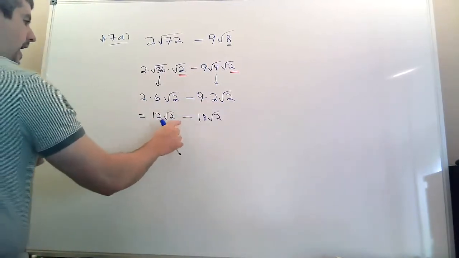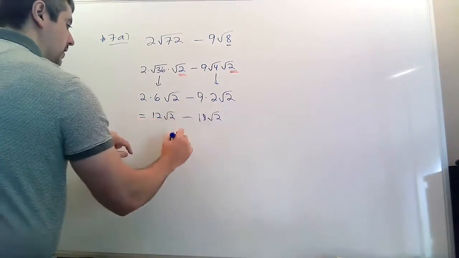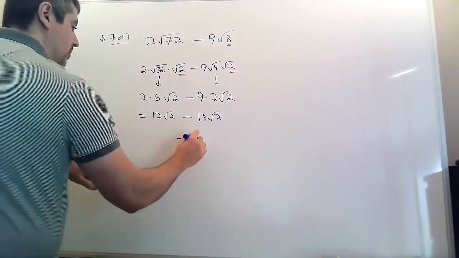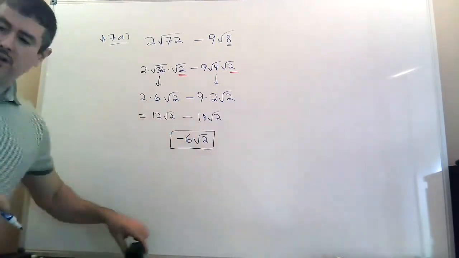Now it's done. They have the same radical part. You have 12 of this thing. You're going to lose 18 of it. So 12 minus 18 is negative 6. But you can't have a negative. You have a negative out in front. Who cares? All right?